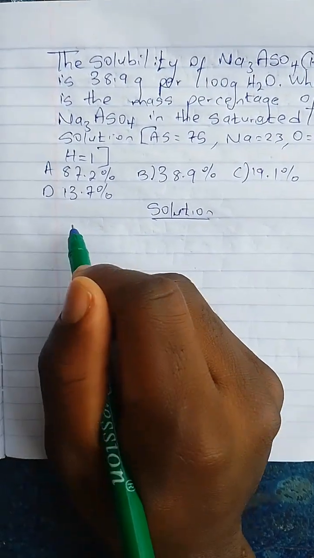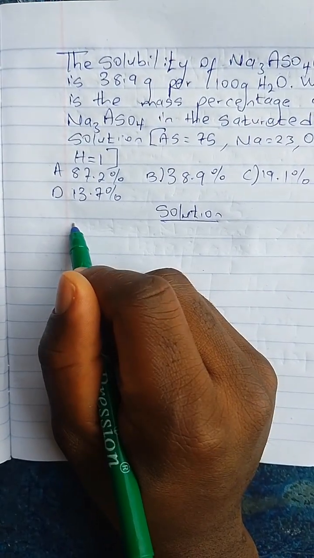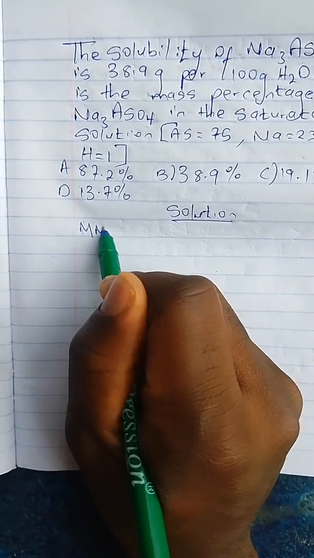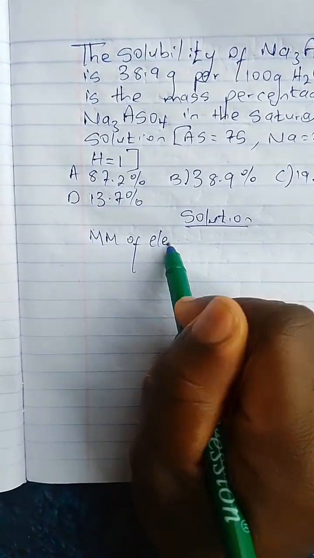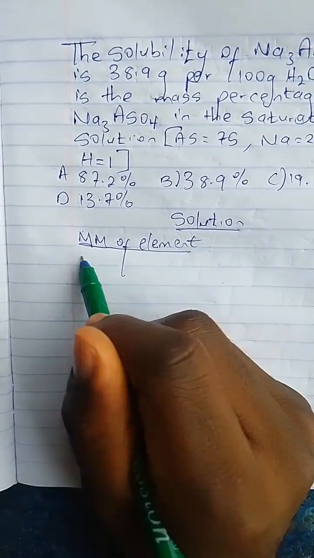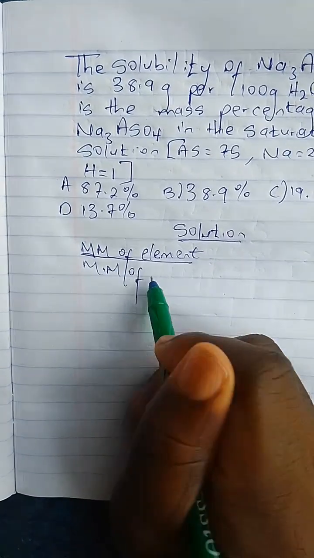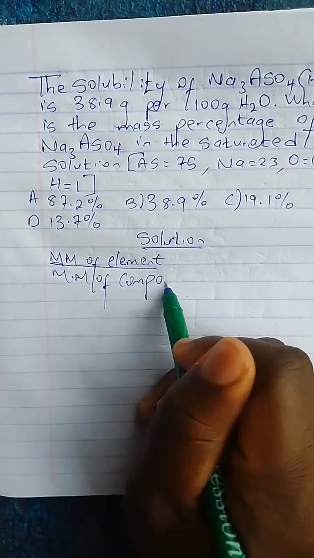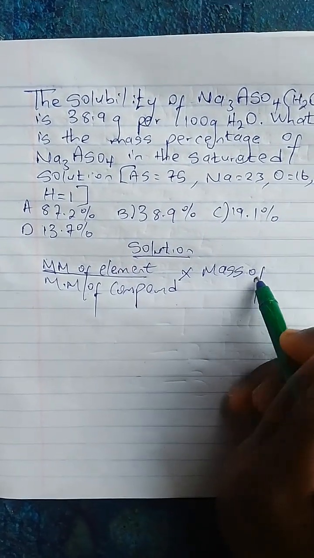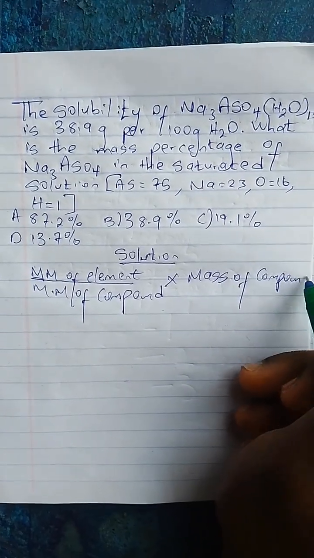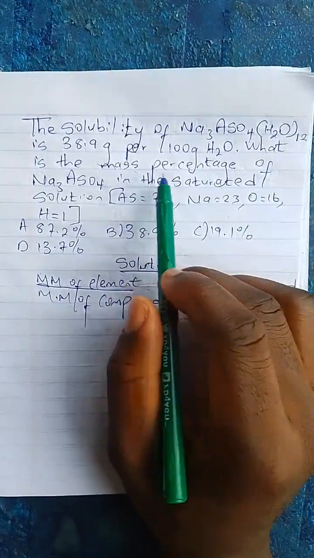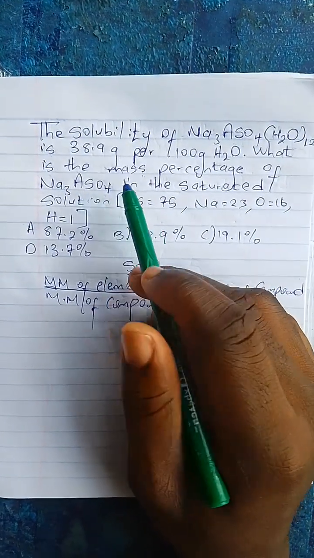Now let's quickly solve this question. The formula to be used in this question is the molar mass of the element over the molar mass of the compound, times the mass of the compound. That is the formula we're going to use to find the mass percentage of the element, which is sodium arsenate.